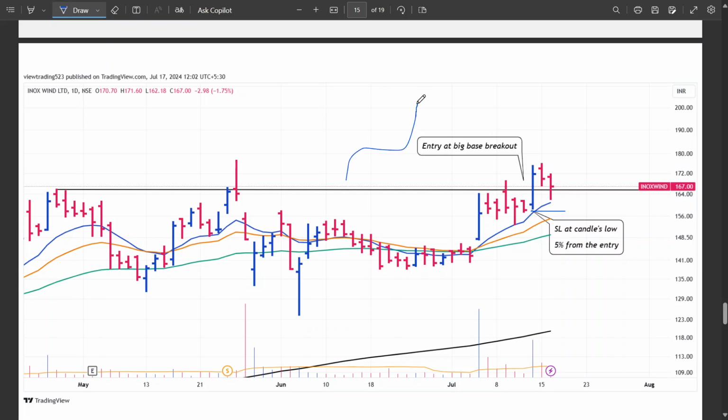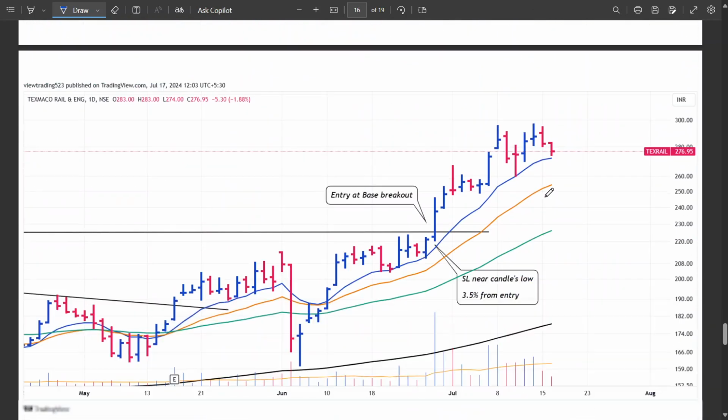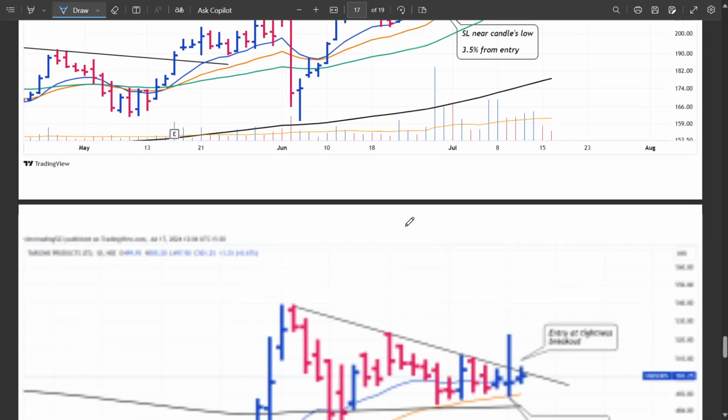But as I said earlier, if the intensity of the price is very fast, then I like to trail it with the 10-day moving average, right? So in this case, you see there was a big base breakout. Again, the entry was near the low of this particular candle, that is 3.5% from the entry.